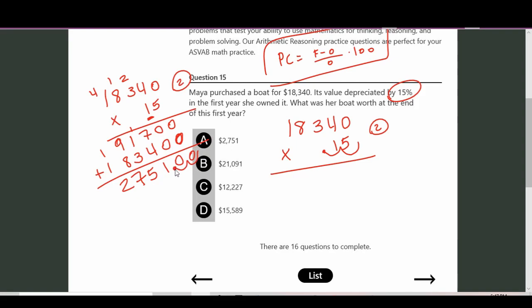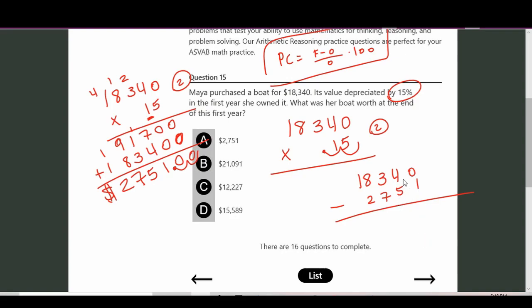1, 2. So we can see that the amount by which the value of the boat decreased was $2,751. That said, the question is, what was her boat worth? So what we have to do is take this 18,340, subtract out the amount by which it depreciated, which was 2,751, and then we'll get our final amount.